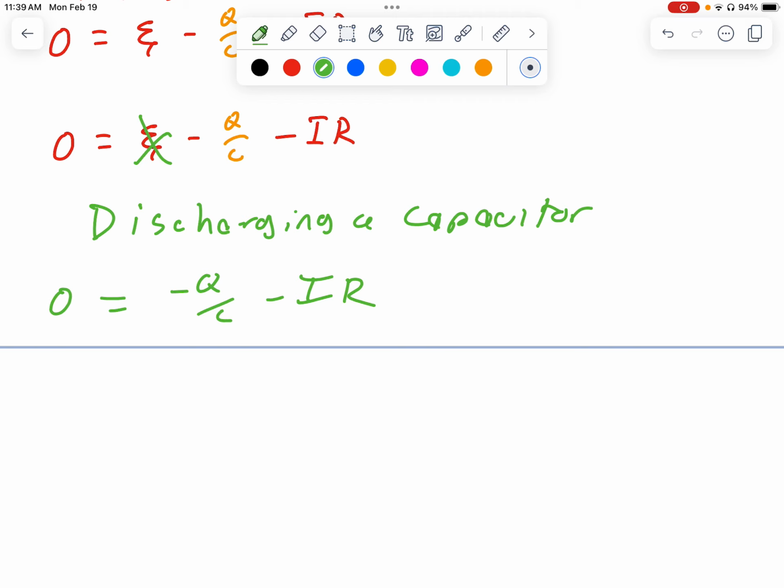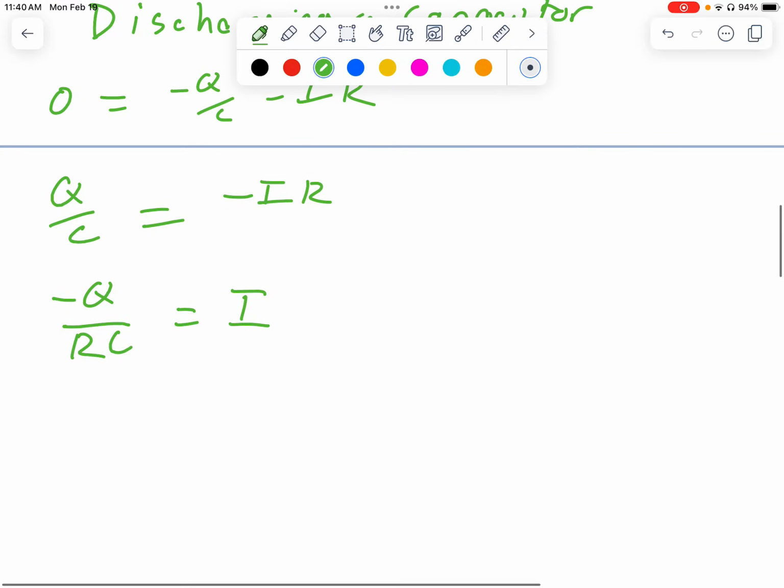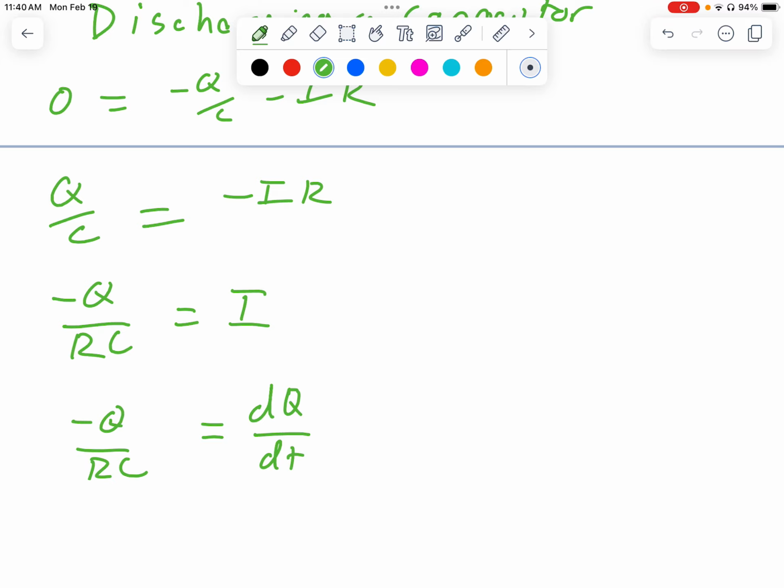I'm going to move that negative Q over C to the other side and make it positive. So we get Q over C is equal to negative I times R. I'm going to divide both sides by negative R. So negative Q over RC is equal to I, and that's what I want to focus on, because the definition of current is just equal to dq over dt. The change in the charge with respect to time tells us what the current is, and that's equal to negative q over RC. This relationship is so important.